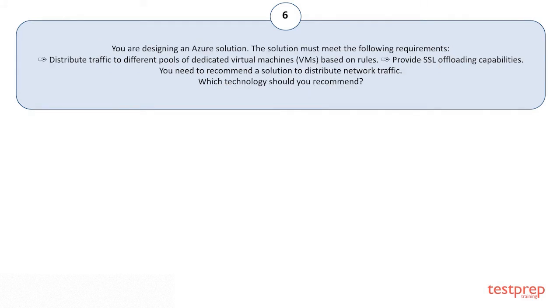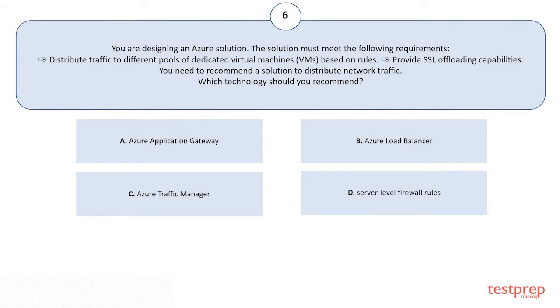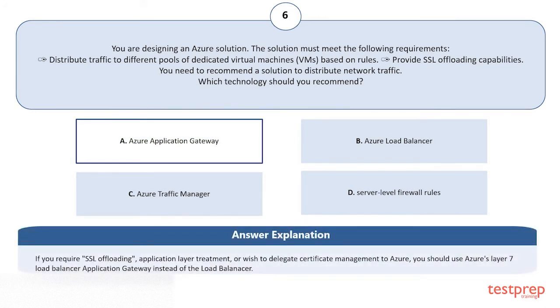You are designing an Azure solution. The solution must meet the following requirements: 1. Distribute traffic to different pools of dedicated virtual machines based on rules. 2. Provide SSL offloading capabilities. You need to recommend a solution to distribute network traffic. Which technology should you recommend? Your options are: A. Azure Application Gateway, B. Azure Load Balancer, C. Azure Traffic Manager, D. Server-level firewall rules. The correct answer is option A. And, here's the explanation of the answer.